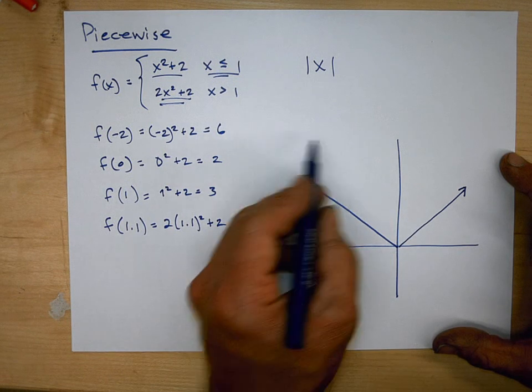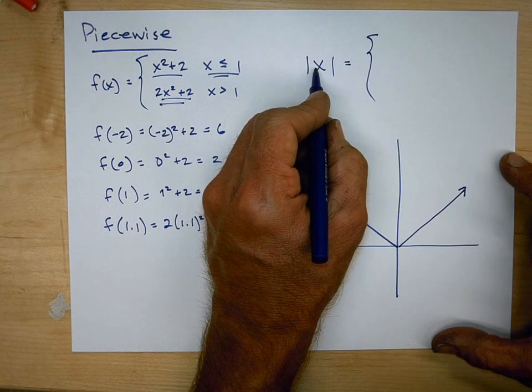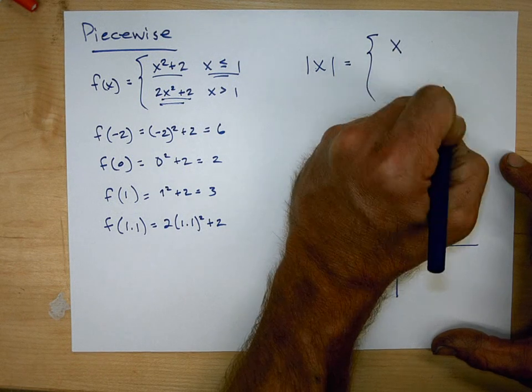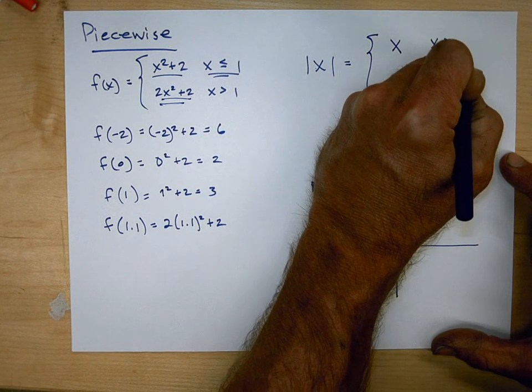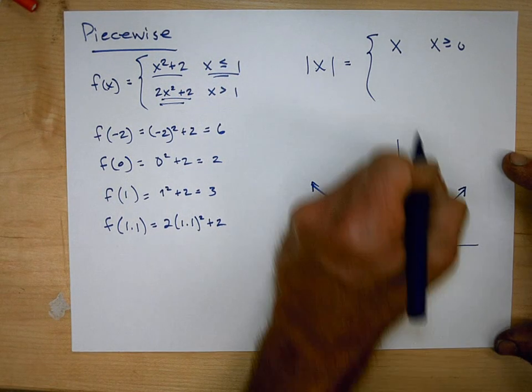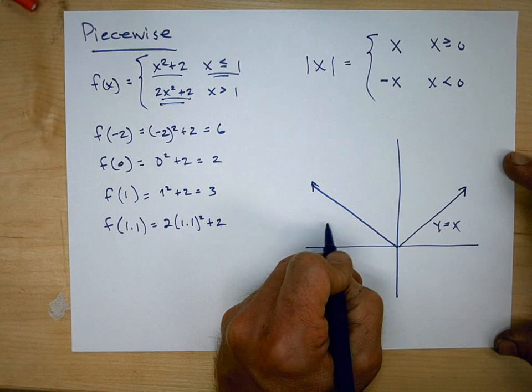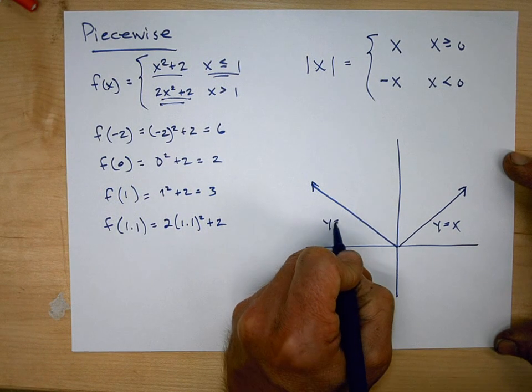So the way to define this in a piecewise manner, though, is this is the line y equals x when x is greater than or equal to 0, right? So if you look at this, it actually looks like the line y equals x, but it's going to be the line y equals negative x when x is less than 0. So over here, I have the line y equals negative x.